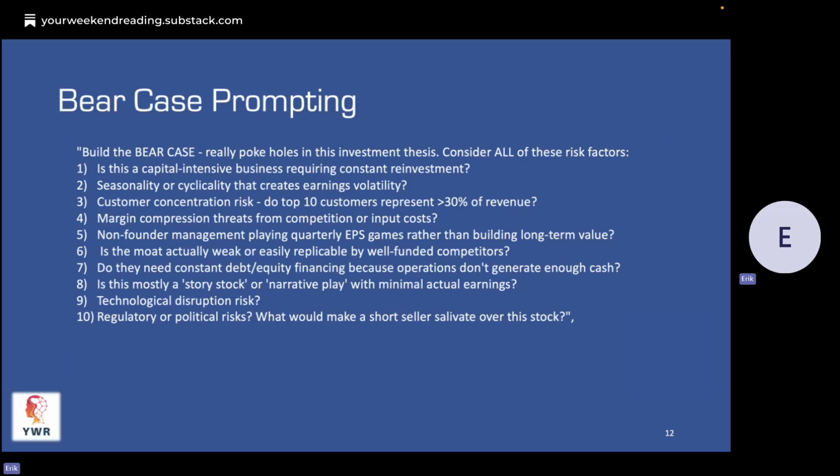So: build the bear case, really poke holes in this investment thesis. Consider all these risk factors. Is this a capital-intensive business requiring constant reinvestment? Is there concentration risk, with the top 10 customers over 30% of revenue? Is non-founder management playing quarterly EPS games rather than building long-term value? Is the moat actually weak or easily replicable by well-funded competitors? Is this mostly a story stock or narrative play with minimal actual earnings? Is there technological disruption risk? What would make a short seller salivate over this stock? So hopefully this gives the AI lots of ways to look at this and build a bear case.